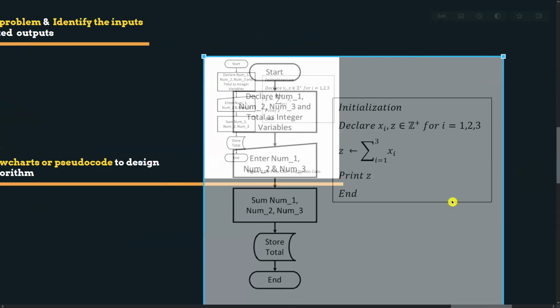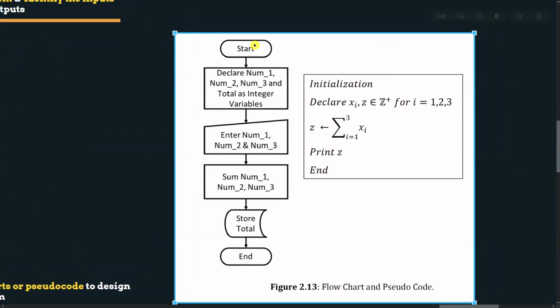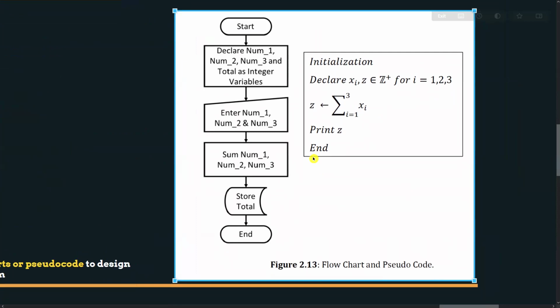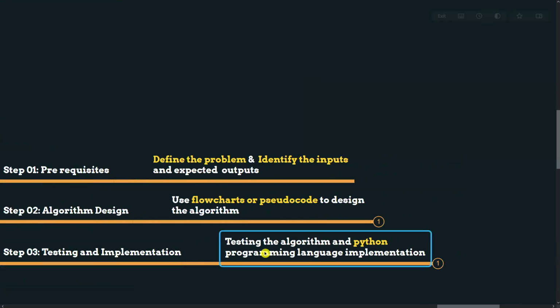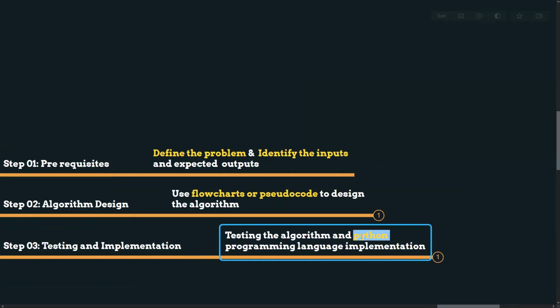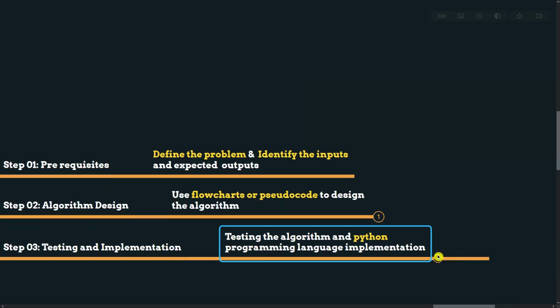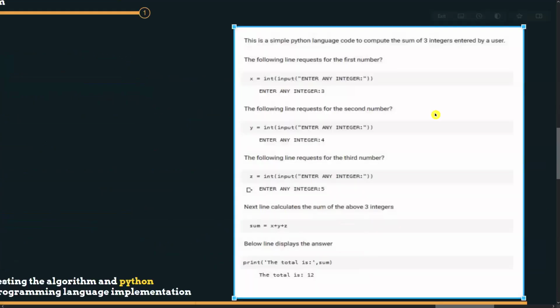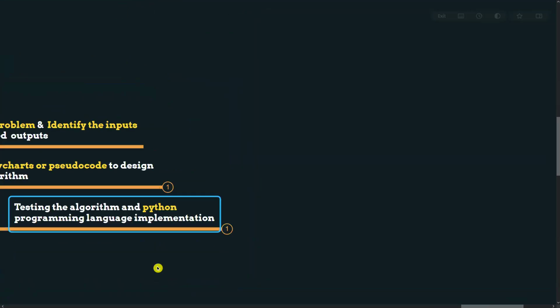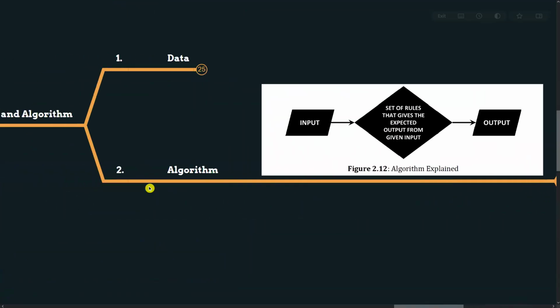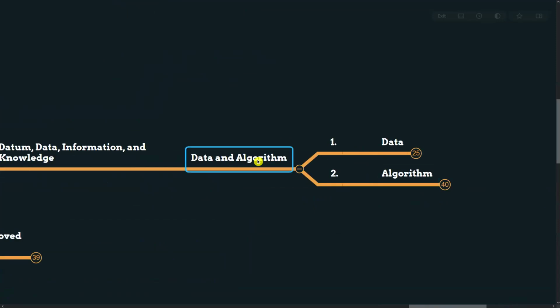So this is something like flowcharts and pseudocode, right? IT people know about this one, right? Start and so on; we don't need to know what it means, but this is how the algorithm design is done with a flowchart and pseudocode. And after that, we will do testing and implementation. So testing the algorithm and Python programming. Python is a very important word in data analytics. That's a programming language. So we can test the algorithm, and there is also implementation in the Python programming language. This is how we will test whether the actual output is coming or not. So this is simply how the algorithm is working, right? So that is the data and algorithm section.